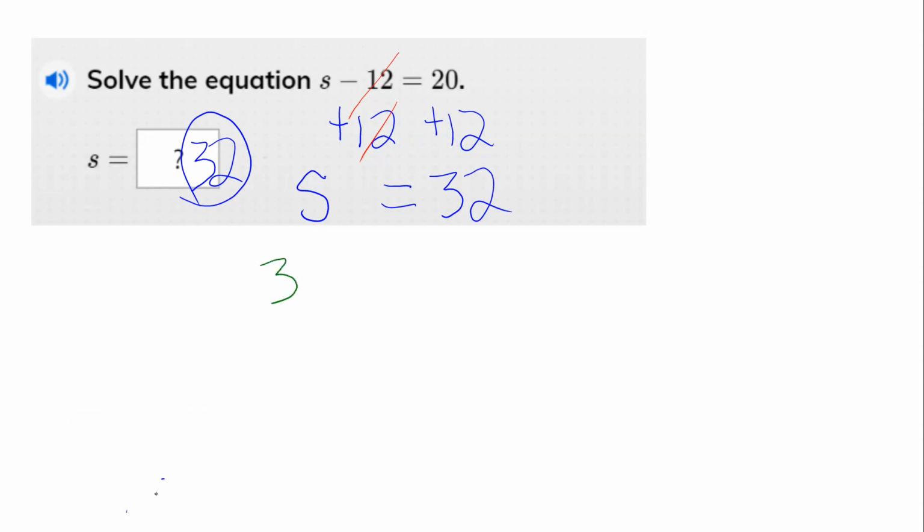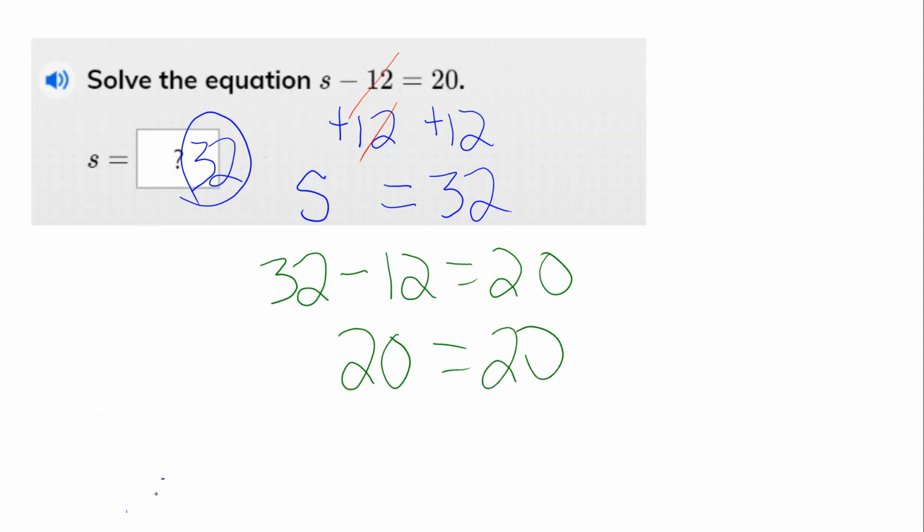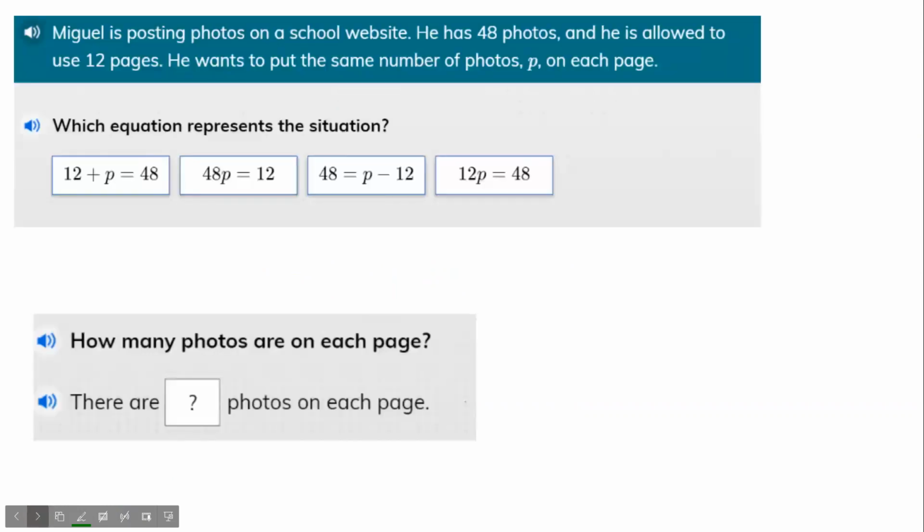So 32 minus 12 should be equal to 20. And 32 minus 12 is 20. 20 does equal 20. That's how we know our answer's right, with substitution. Okay, let's move on to the next question here.